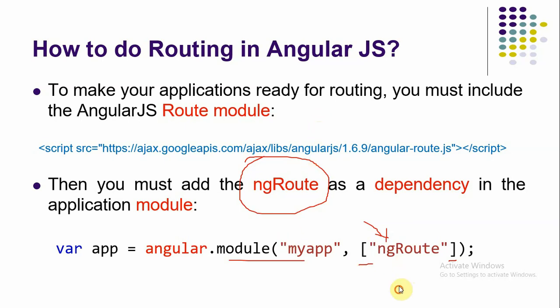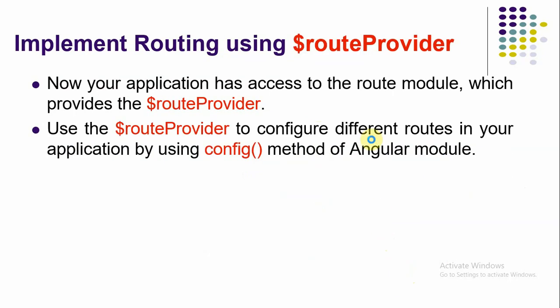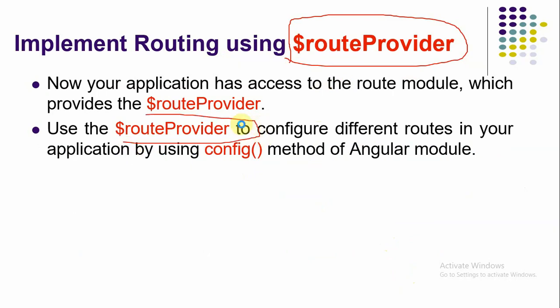Once you include ngRoute, this module provides one object called $routeProvider. This $routeProvider object enables you to route a hyperlink to different HTML programs, fetch the content, and update the home page. The $routeProvider is used to configure the different routes in your application by using a method called config. This method we use to configure the route of a particular HTML program.